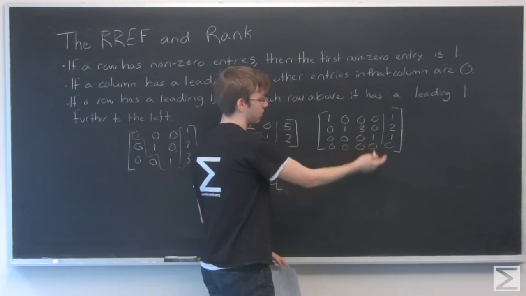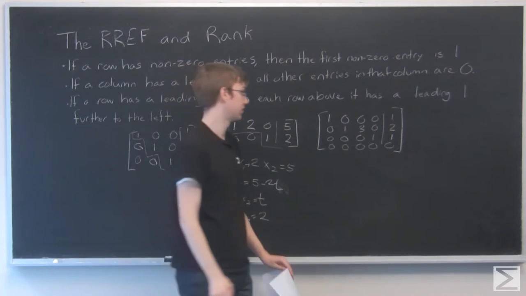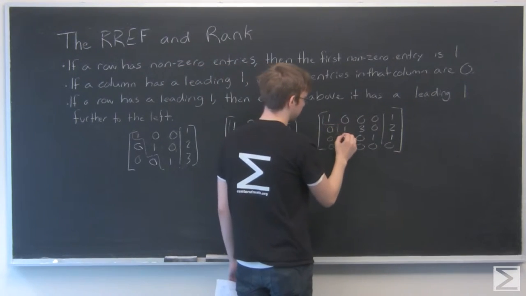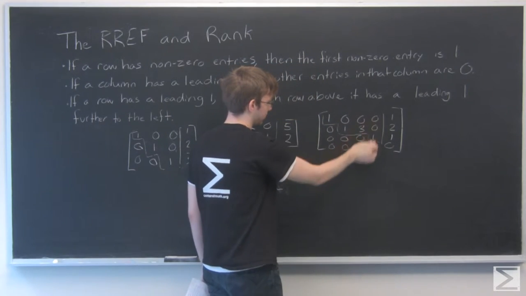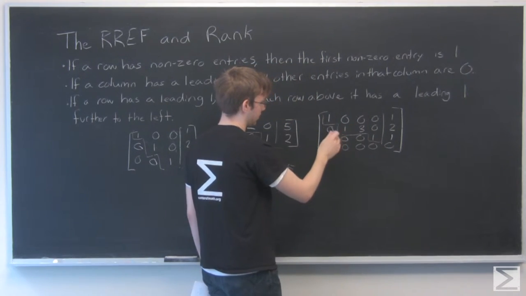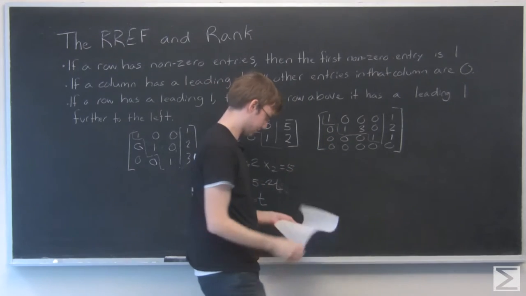Notice in this one we have a row all of zeros. That's fine. We can do that. We still have this staircase pattern. Ones are the only ones in the columns. And each row begins with a 1.